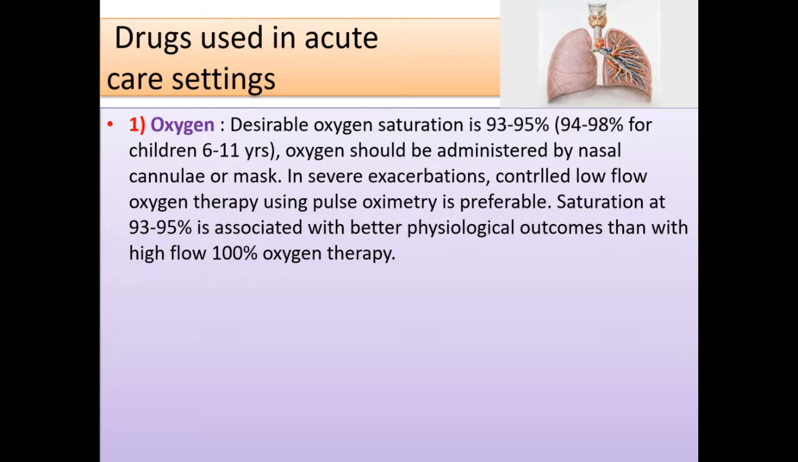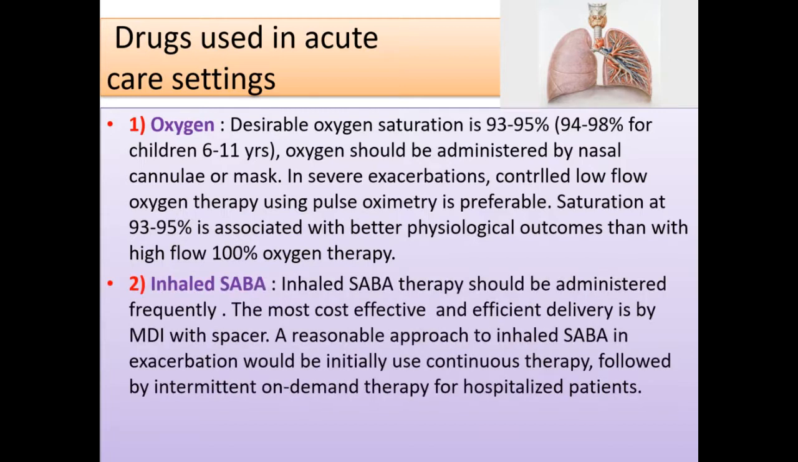Saturation at 93-95% is associated with better physiological outcomes than with high-flow 100% oxygen therapy. 2. Inhaled SABA. Inhaled SABA therapy should be administered frequently. The most cost-effective and efficient delivery is by MDI with spacer. A reasonable approach to inhaled SABA in exacerbation would be to initially use continuous therapy, followed by intermittent on-demand therapy for hospitalized patients.